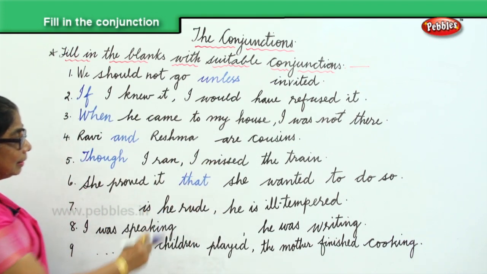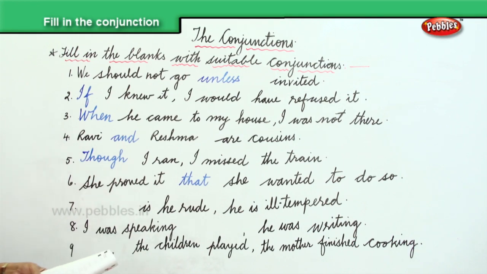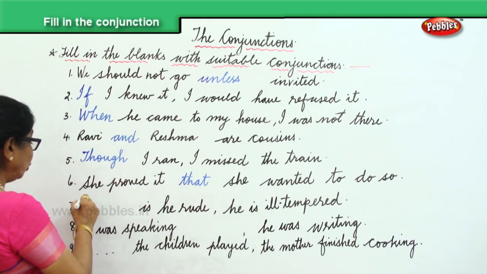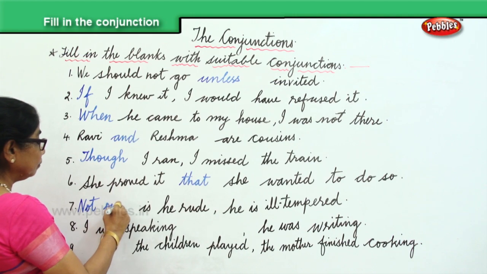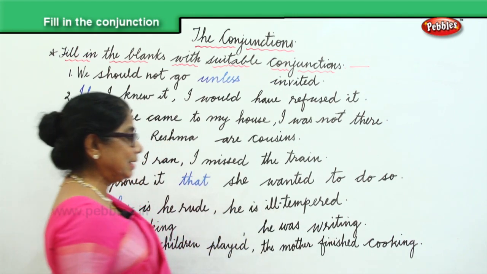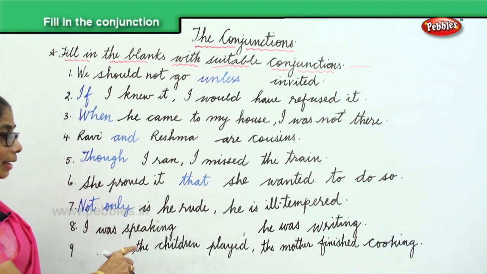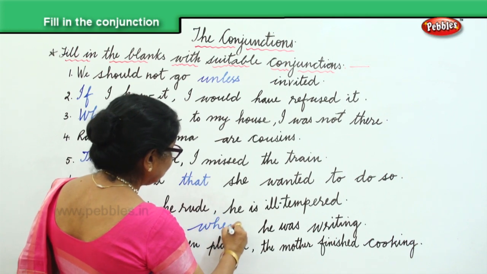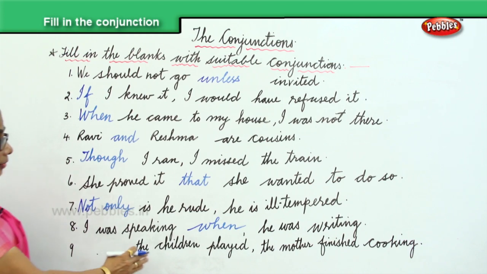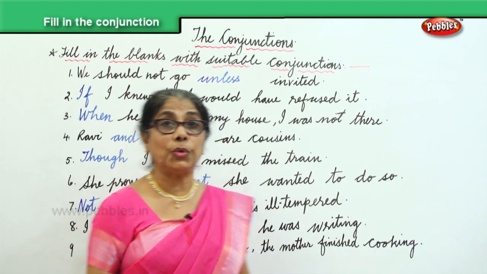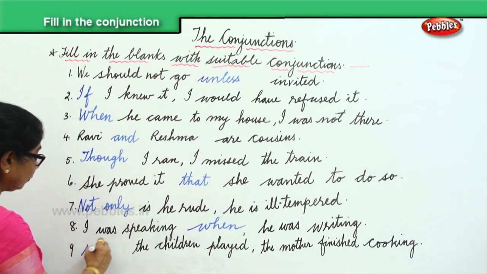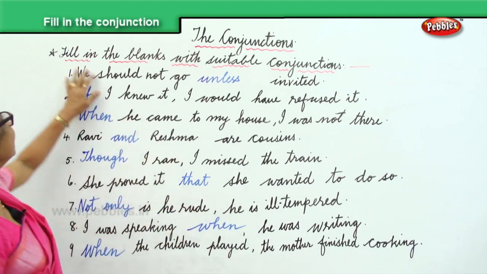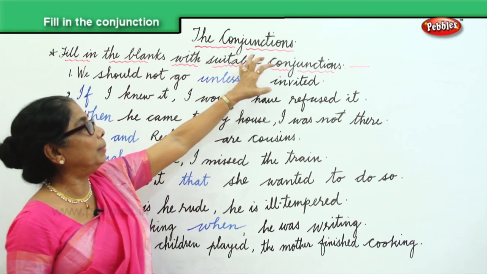Is he rude? He is ill-tempered. Not only is he rude, he is ill-tempered. I was speaking when he was writing. Dash, the children played, the mother finished cooking. When the children played, the mother finished cooking. What we have done here is inserting, filling in with correct, suitable conjunctions.